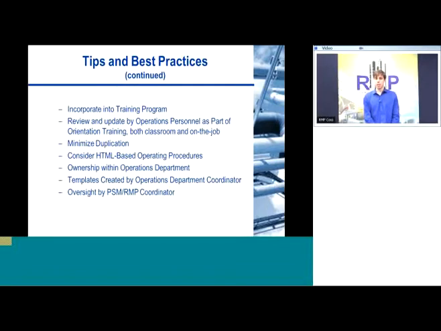As I mentioned earlier, operating procedures are just one element of an effective PSM, RMP, or CalARP program. And so, again, this is just focusing on operating procedures, but training is a whole other element. And as part of that, all your operators should be trained on the procedures, and you should have documentation of that training.